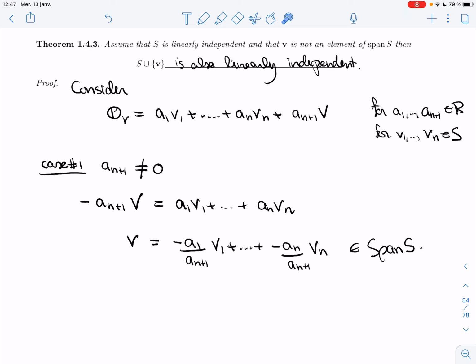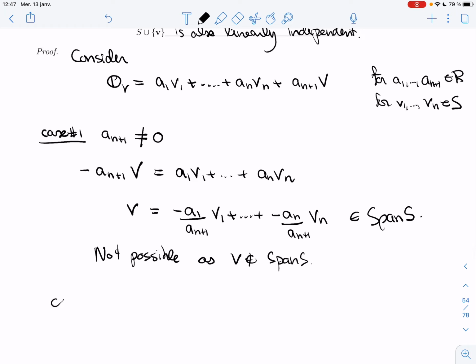All right, but we've assumed that V is not an element of span of S, and so this is not possible. All right, so whenever you have a dependence relation like this, An plus 1 is equal to 0.